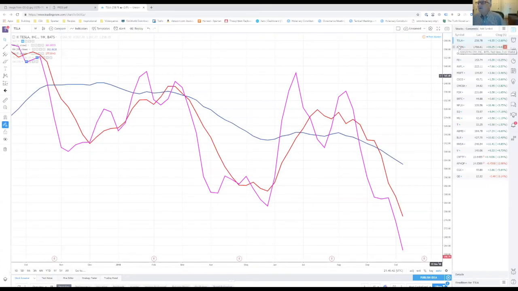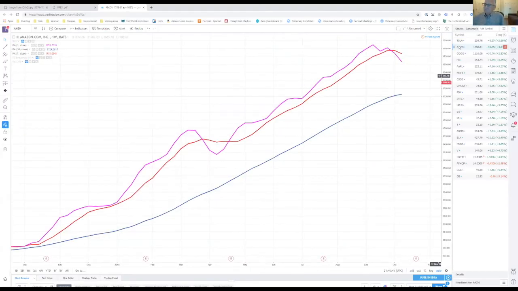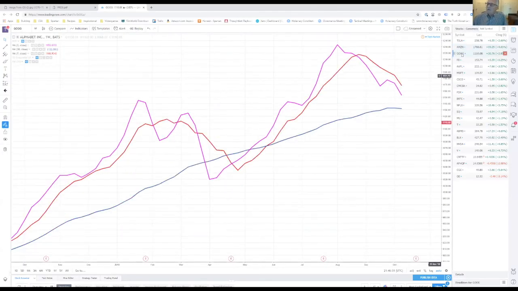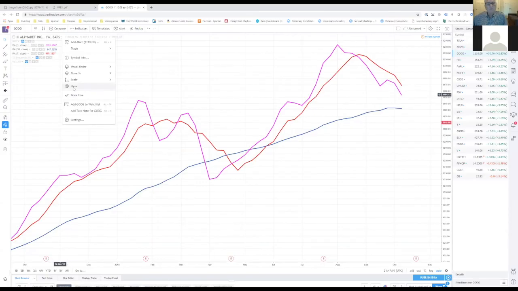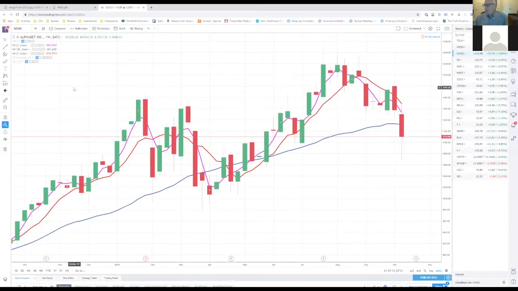Now let's take a look at Amazon. Is Amazon in trouble? Nope. That's all you need to know. Google. Is Google in trouble? Maybe. These are coming down very quickly, but the long-term moving average has flattened. How can that happen unless the price of whatever this thing is, which we don't know because we don't care, has dropped below it?